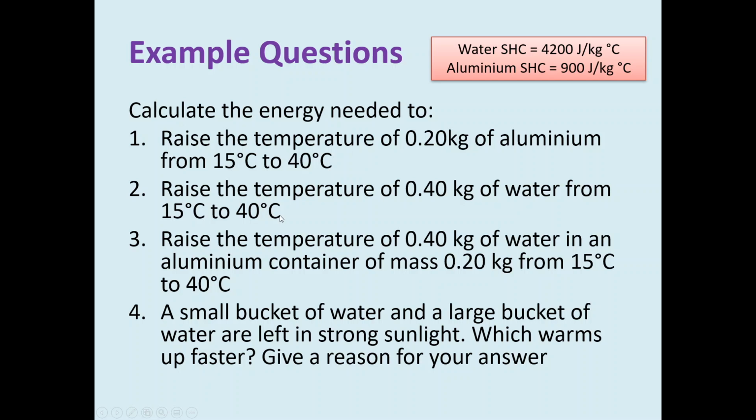Question 2, raising the temperature of 0.4 kilograms of water from 15 to 40 degrees C. And for this one, raise the temperature of 0.4 kilograms of water in an aluminium container of mass 0.2 kilograms from 15 degrees C to 40 degrees C. So in this question, we've got 2 things. We've got the water, first of all. So work out 0.4 kilograms of water going from 15 to 40. And then you've got the actual container that gets hotter as well. So it's in an aluminium container. So there's your mass. And then you add those 2 numbers together.